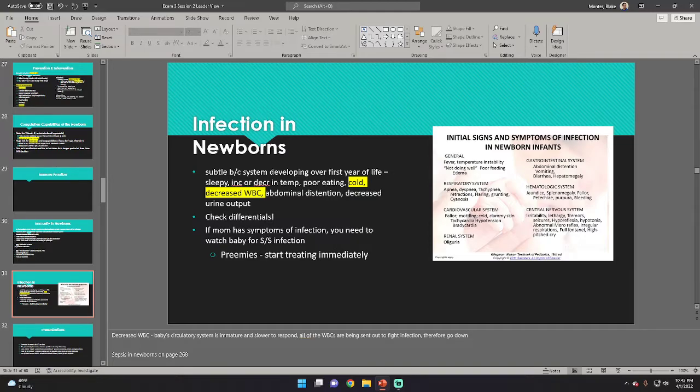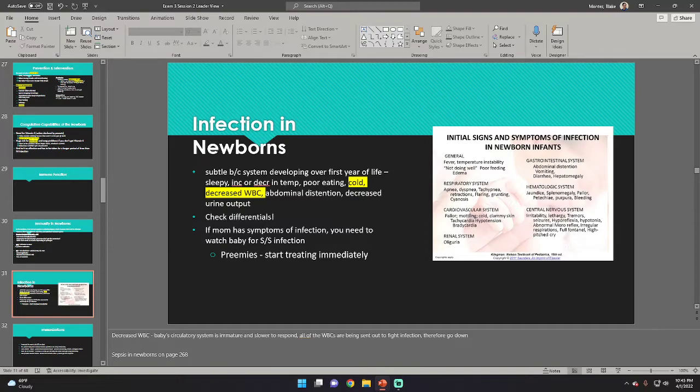We have to assess differentials. If mom has symptoms of infection, you need to watch for the baby's signs of infection. Within preemies, we have to start treating them immediately. You might ask why we have a decreased white blood cell count when with adults it's always an increased level. That's because the baby's circulatory system is immature at the moment and it's slower to respond. All white blood cells are being sent out to fight an infection, therefore they're going down.